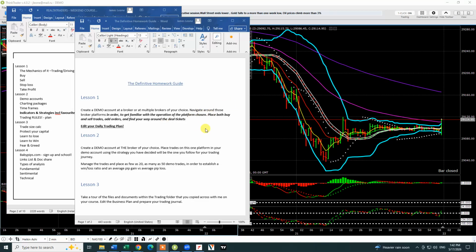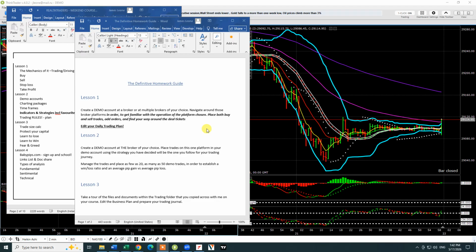Navigate around those broker platforms, and that's why this is bold and highlighted there, in order to become familiar with the operation of the platform chosen. Place both buy and sell trades, long or short if you like. Add orders, limit orders, stop orders, and generally find your way around the deal tickets.